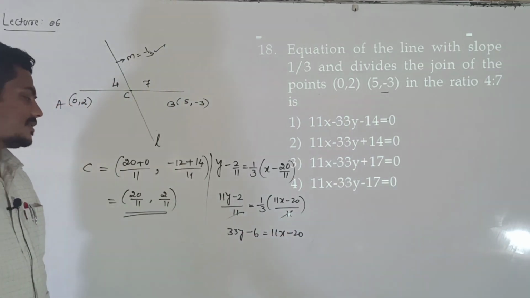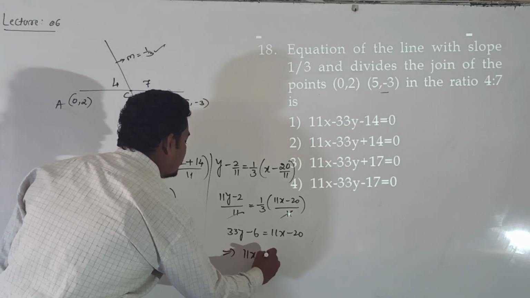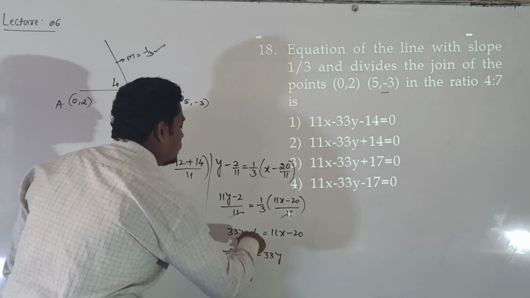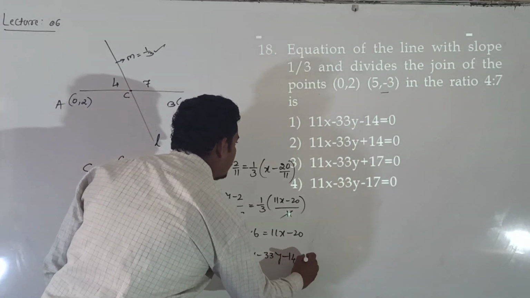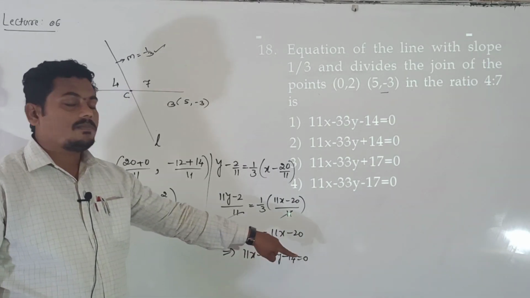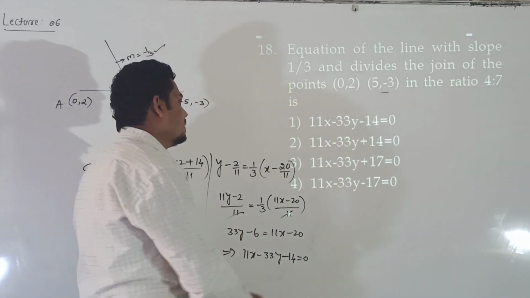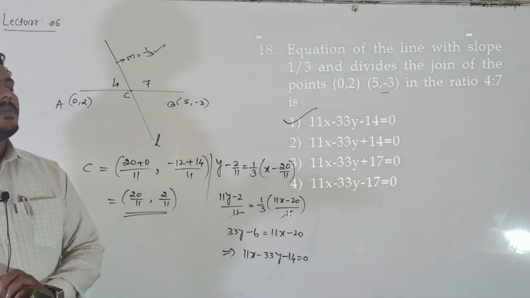Send it to the RHS. Then it becomes 11x minus 33y. Send the rest to the RHS, then it becomes plus 14 equal to 0. 11x minus 33y plus 14 equal to 0. That is the first option.